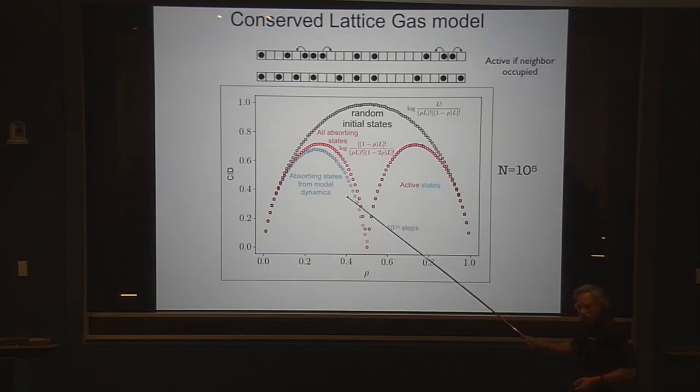I can also ask, given the rule here that absorbing states are states where I have no nearest neighbors, how many states do I have where there are no nearest neighbors? I can actually calculate that, or I can simulate it. I can just Monte Carlo, throw down particles and find all configurations with no neighbors, and compare that with what you get for the absorbing states from these dynamics. And you see that it's lower here. The absorbing states that are found by these dynamics are lower than all the absorbing states that there are.